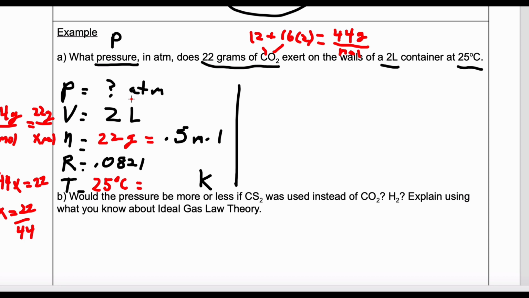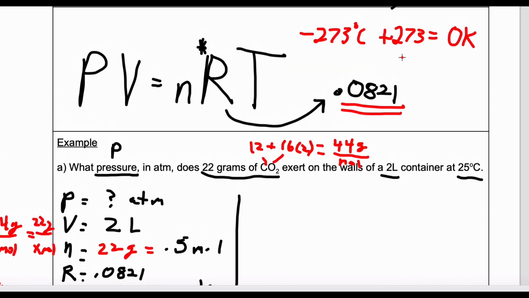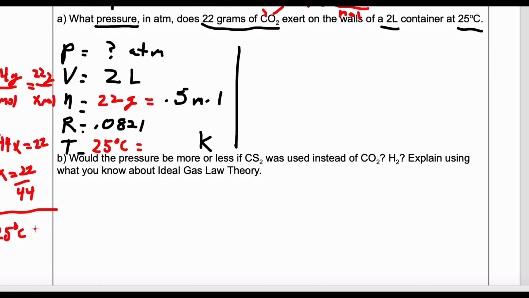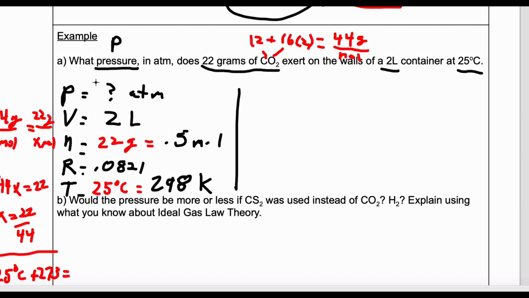So they're looking for pressure in atmospheres, volume in liters, and we have that. We have moles. We converted the grams to that. We know R, and now we need the temperature. So remember, Kelvin. All you do is take your 25 degrees Celsius and just tag on 273. It's a really easy conversion. Don't trip about it. This is going to give us 298 Kelvin. So great, I have everything, but they're looking for pressure.